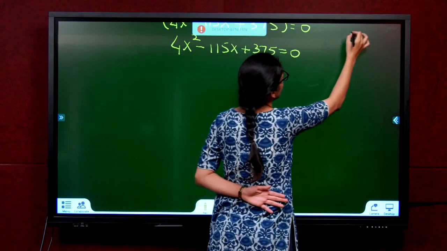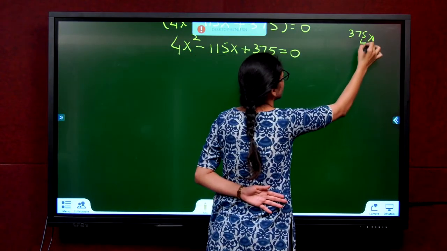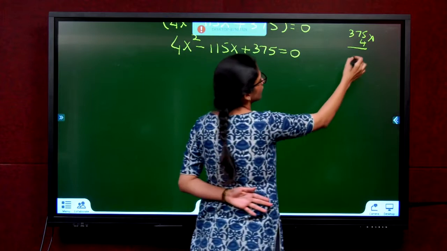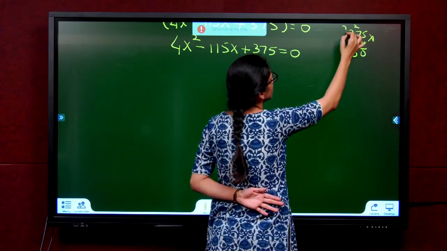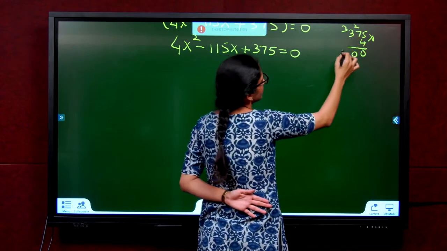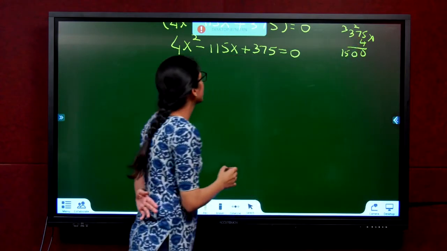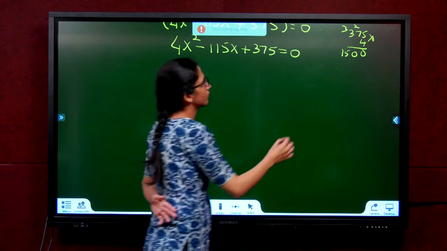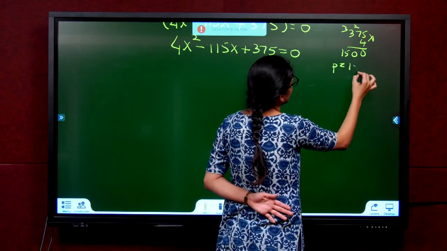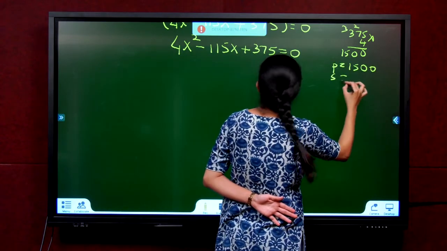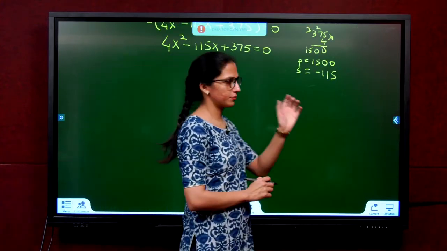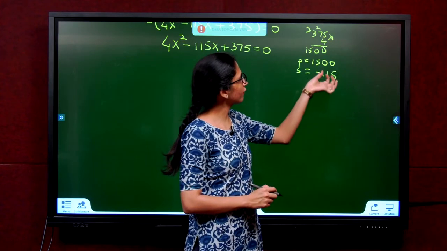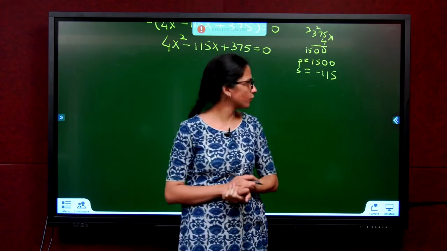4 into 375. 4 5s are 20, 4 7s are 28, 28 plus 2, 30. 4 3s are 12, 12 plus 3, 15. I have 1500 as my product. And I have my sum as minus 115. So you have to find 2 numbers whose sum is 115 and product is 1500.